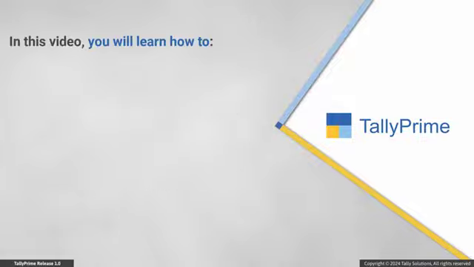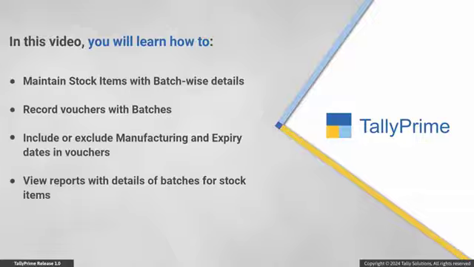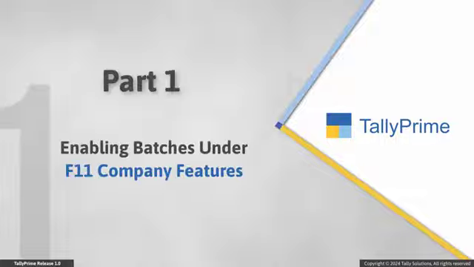You will learn the process to set up Tally Prime to maintain the stock items with batch-wise details. Moreover, you will know how to record vouchers with batches, with or without manufacturing and expiry dates, as per your business requirement. Tally Prime also provides you with reports, where you can view the details of the batches for stock items. Let's first see how to enable batches under F11 Company Features.